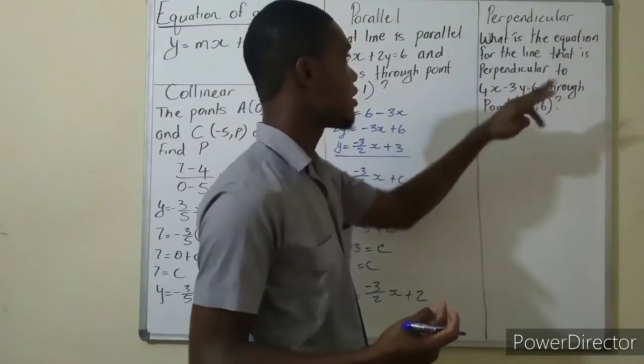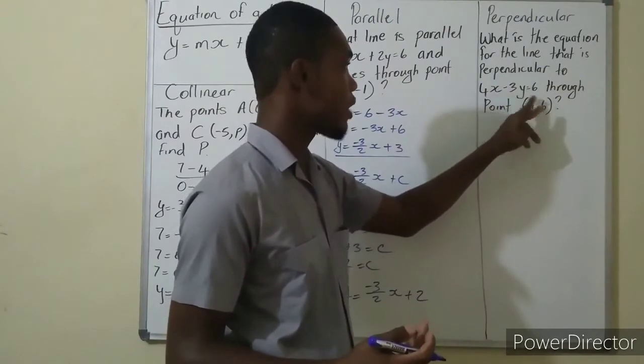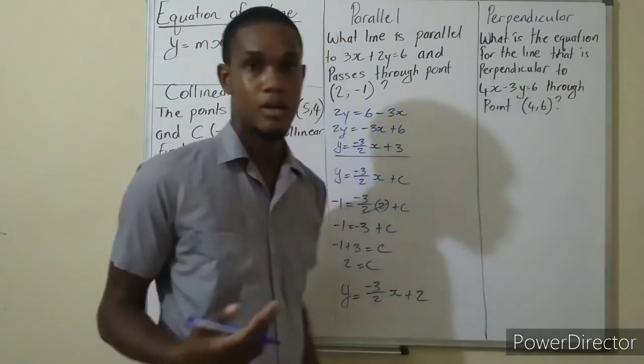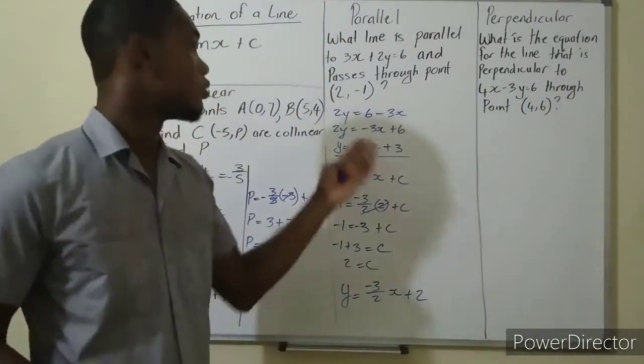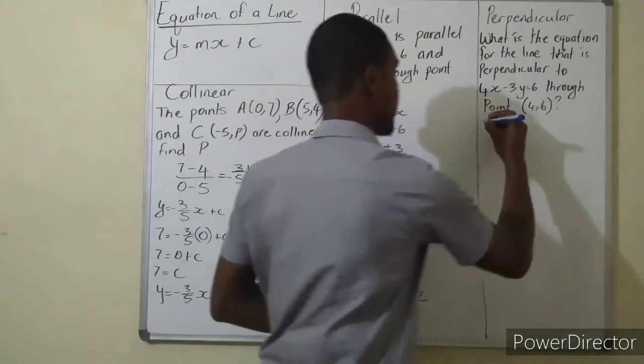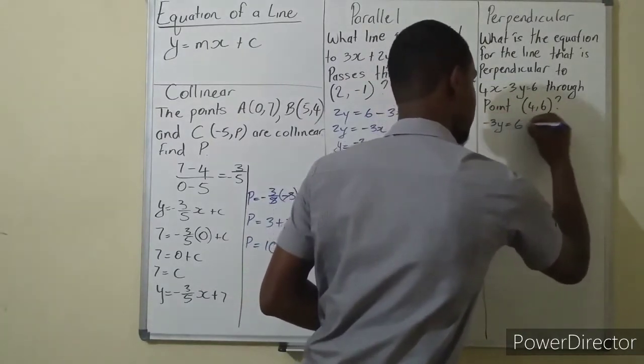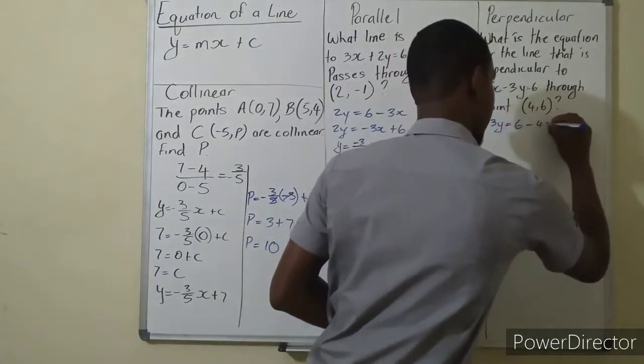This says: what is the equation for the line that is perpendicular to 4x minus 3y equals 6 through point (4, 6)? The first thing you do is put it in the equation of a line, making y the subject. That gives negative 3y equals 6 minus 4x.